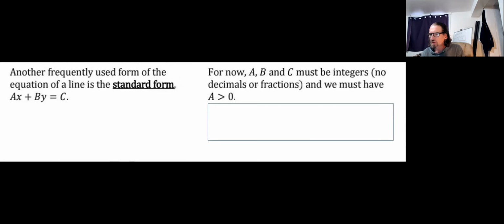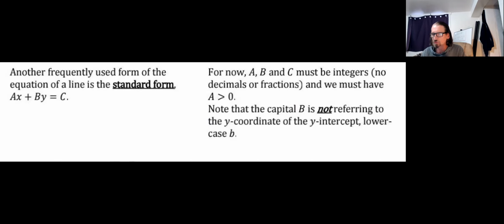However, in this textbook, we restrict A to having a positive value. So A is positive, otherwise positive integer for A, and the rest have to be integers, no fractions or decimals. Notice also that that capital B over on the left-hand side is not the same as the lowercase b that represented the y-coordinate of the y-intercept. So what can we do with this information about point slope, slope-intercept, and standard form? We're going to find out with some examples in a moment.